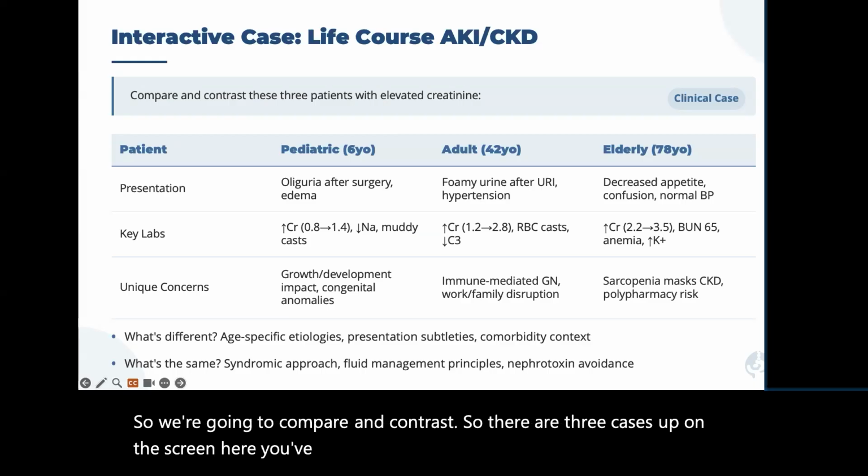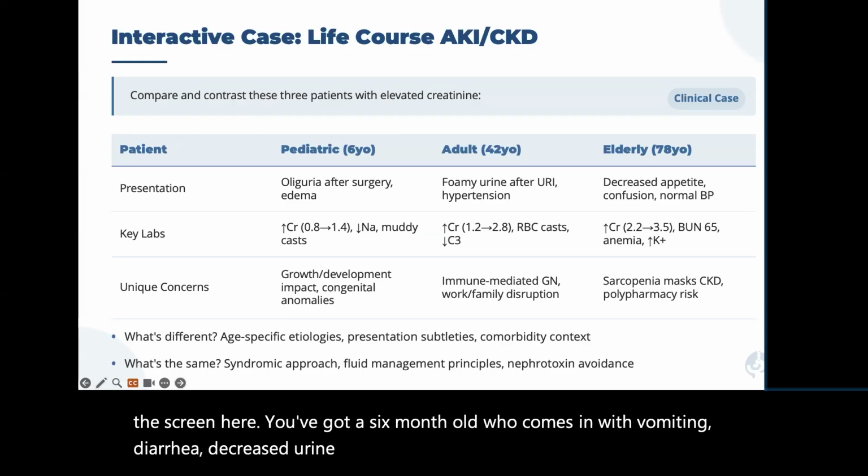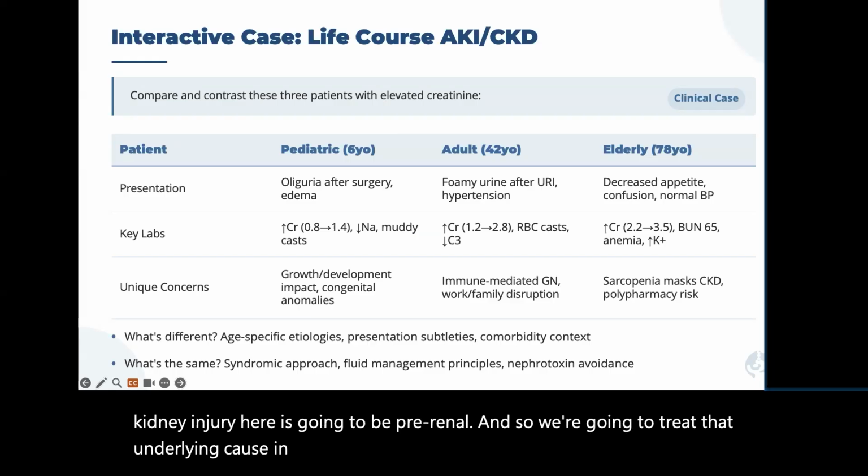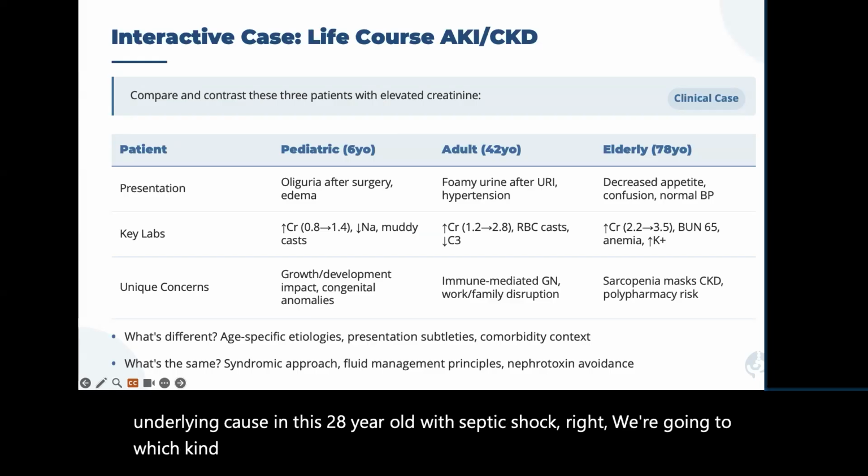You've got a 6-month-old who comes in with vomiting, diarrhea, decreased urine output. The most likely mechanism of the acute kidney injury here is going to be prerenal. And so we're going to treat that underlying cause. In this 28-year-old with septic shock, right, which kind of acute kidney injury is most likely? Most likely intrinsic, usually acute tubular necrosis in this setting.